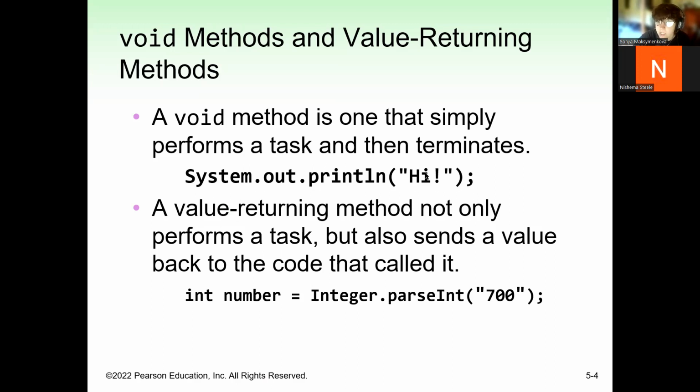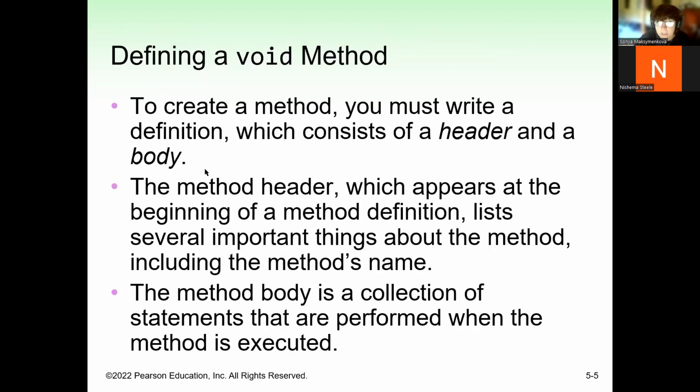It's not going to return anything to us, right? And then this statement right here, this method parseInt, is going to take this 700 that is, for now, a string, because we know that everything in quotation marks is a string, and it's going to translate it into an integer, and return this value 700 as an integer back to our program. All right, same idea.